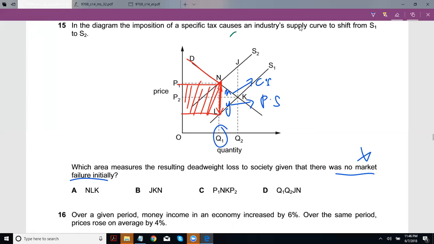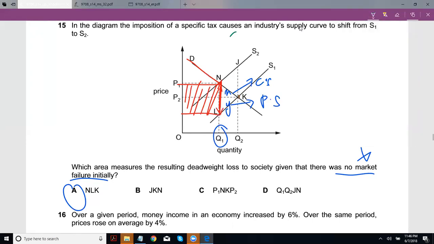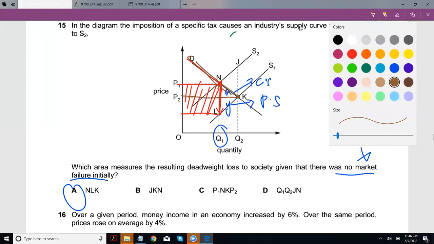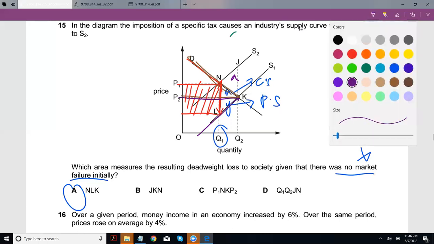So that's A. The reason why we don't go for JKN, because even at the old point, it wasn't part of anyone's surplus. It was just irrelevant. So we were just getting confused in that. Even if you look at the old point, where this was your equilibrium, your consumer surplus was in brown, and your producer surplus was in purple. So these were the old surpluses, and this particular area A was nowhere in the surplus anyway, so it wasn't removed from the surplus.